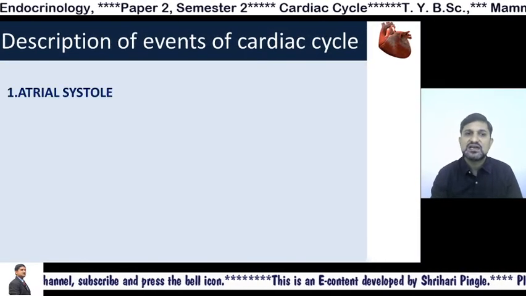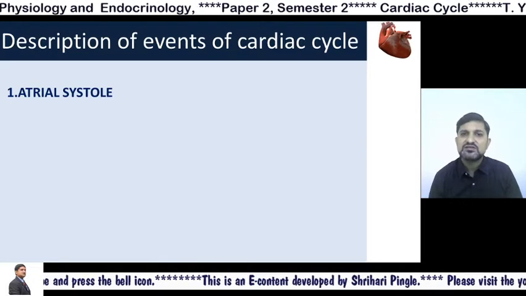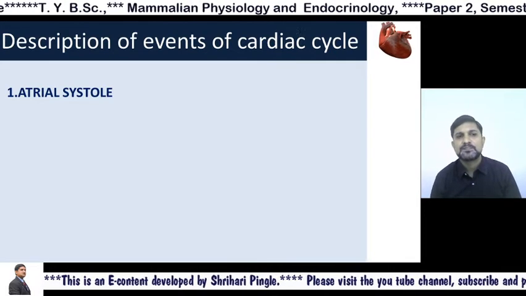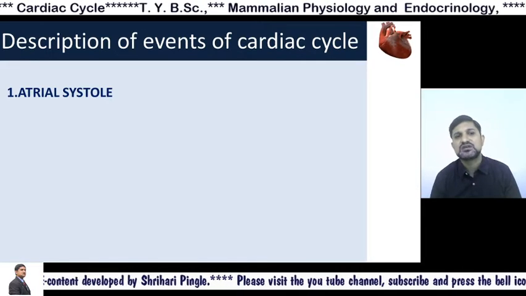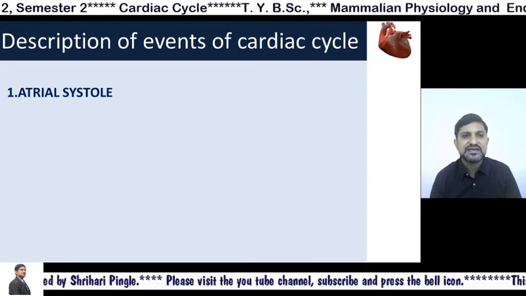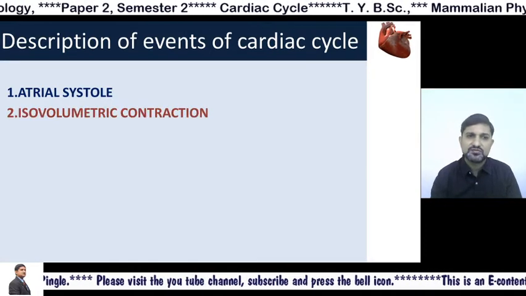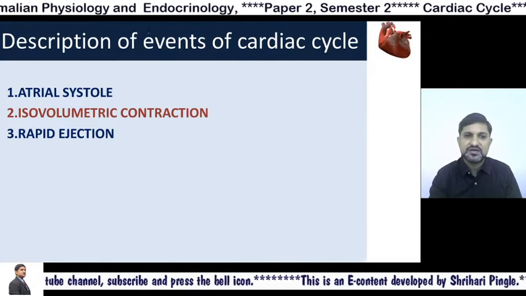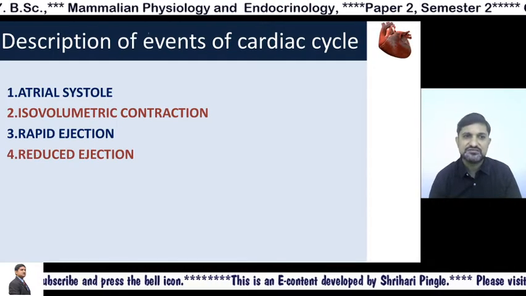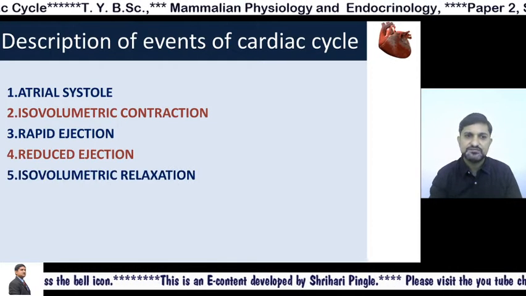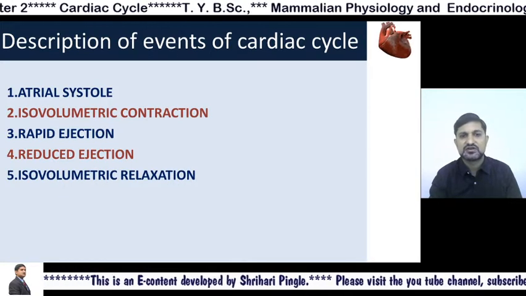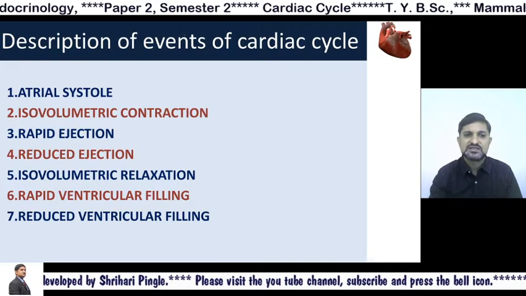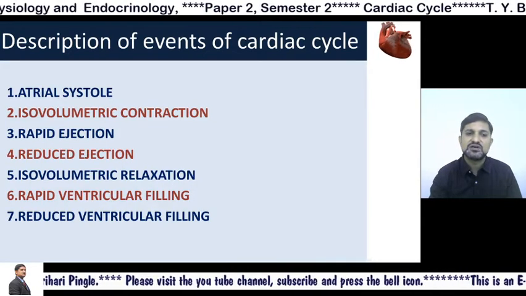Now let us have a look at what are the various events which are taking place during a cardiac cycle. The first event that takes place during cardiac cycle is called as atrial systole, followed by isovolumetric contraction, then rapid ejection, the fourth event being reduced ejection, fifth isovolumetric relaxation, sixth rapid ventricular filling, seventh reduced ventricular filling.